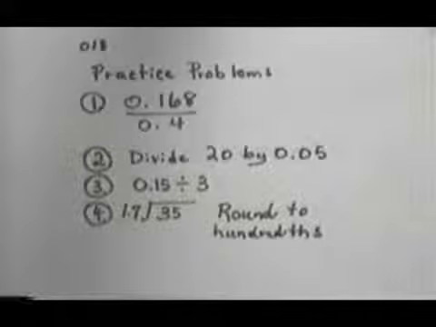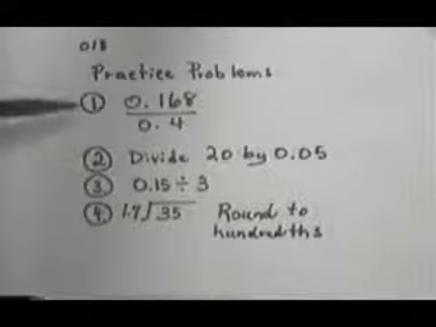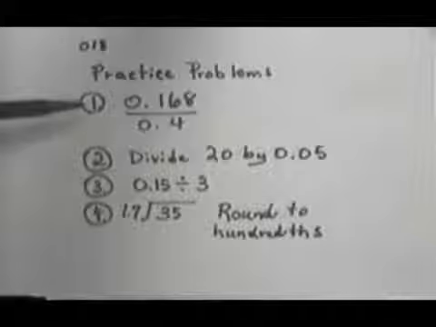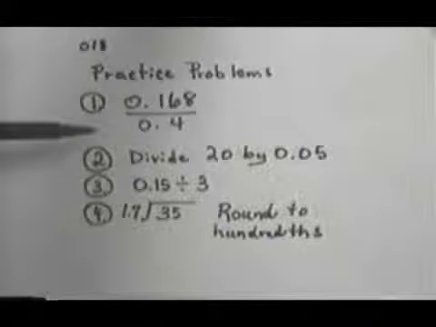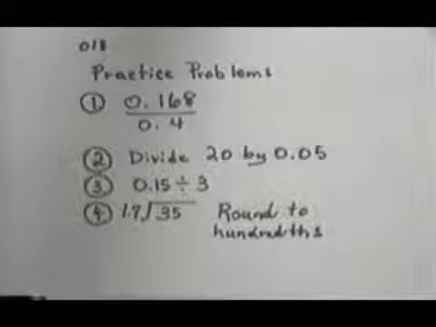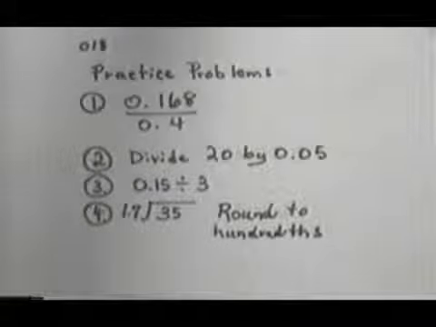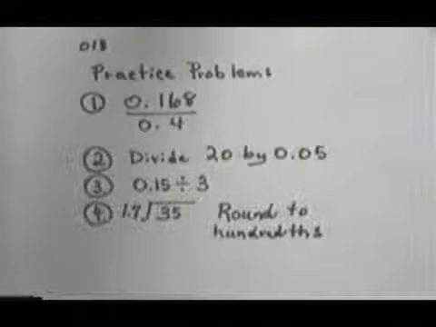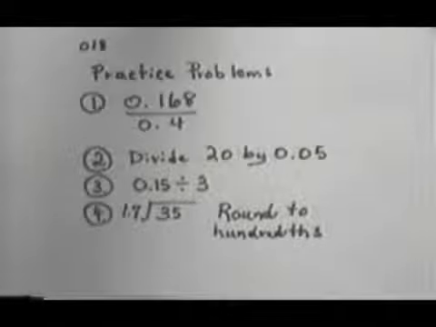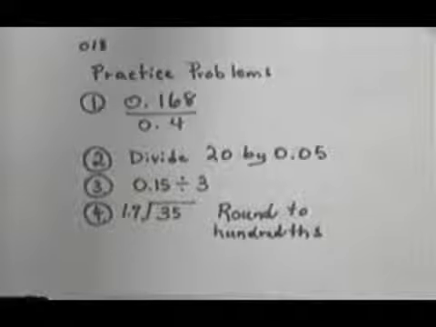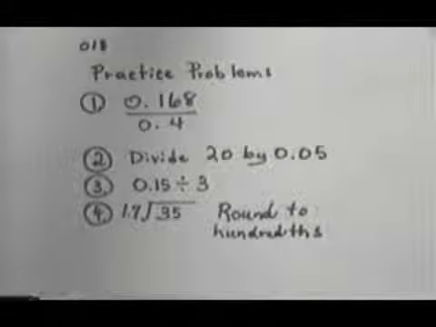Now let's do some practice problems. The first one is 0.168 divided by 0.4, or 168 thousandths divided by 4 tenths. The second one, we're supposed to divide 20 by 0.05, or divide 20 by 5 thousandths. I'm sorry, we're dividing 20 by 5 hundredths. The third one is 0.15 divided by 3, or 15 hundredths divided by 3.